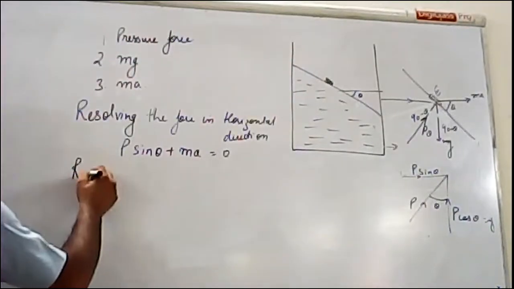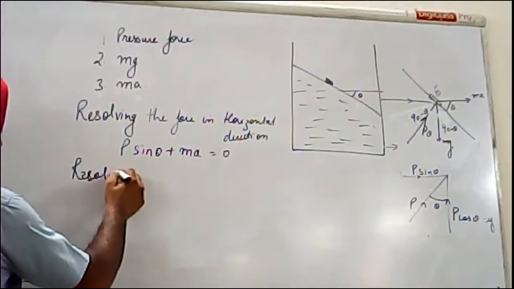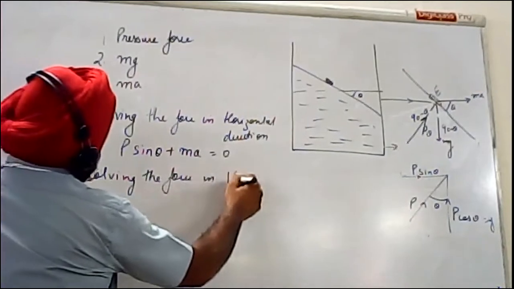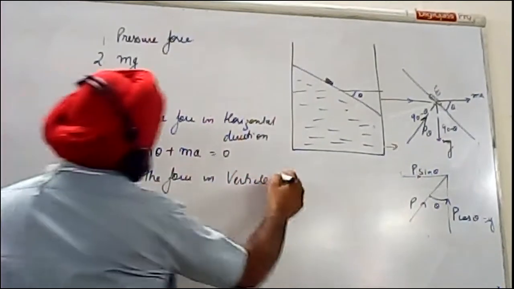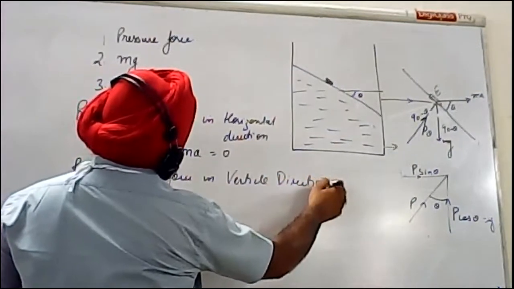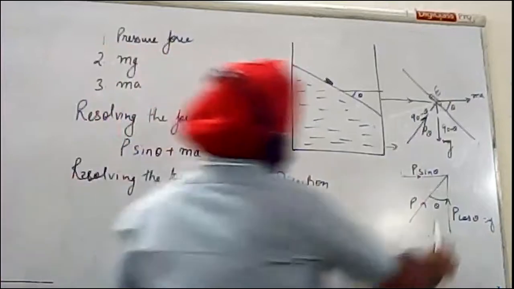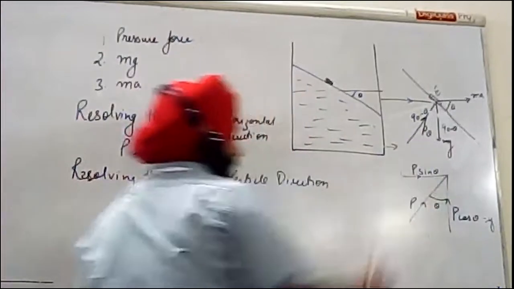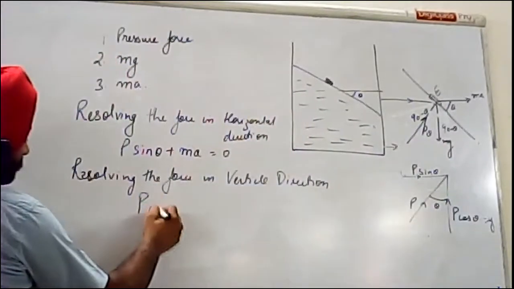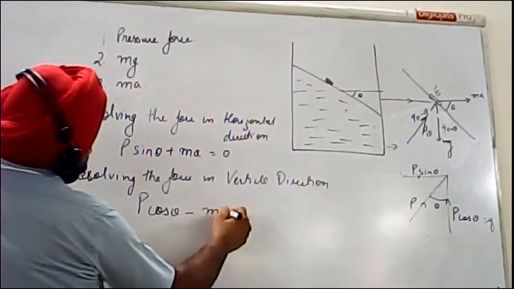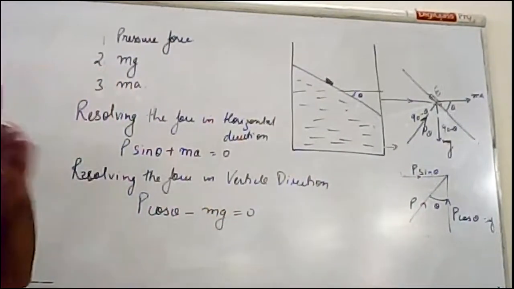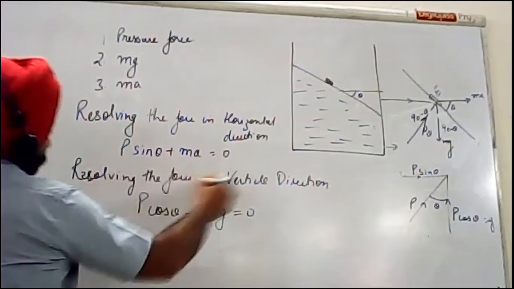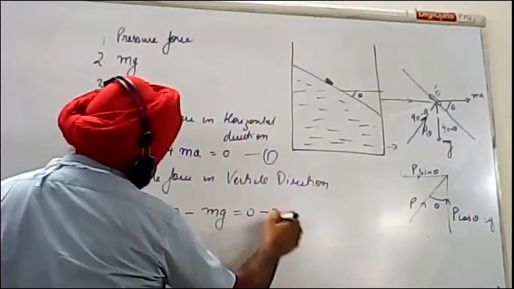Similarly, resolving the forces in the vertical direction. Now the vertical direction is this direction. In this direction we are having mg and P cos theta in the upward direction. Now we will take P cos theta minus mg is equal to 0. Mass into gravity is acting in the downward direction. Now let us take this as 1 and now let us take this as 2.